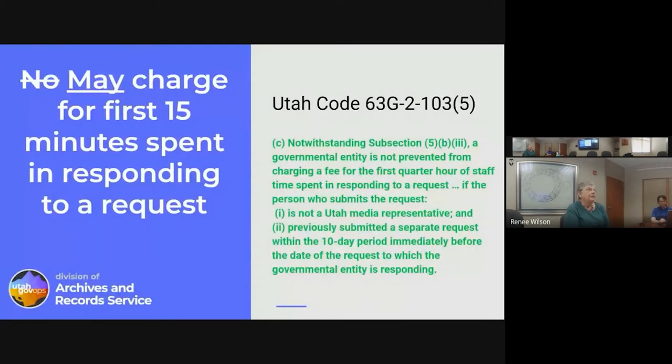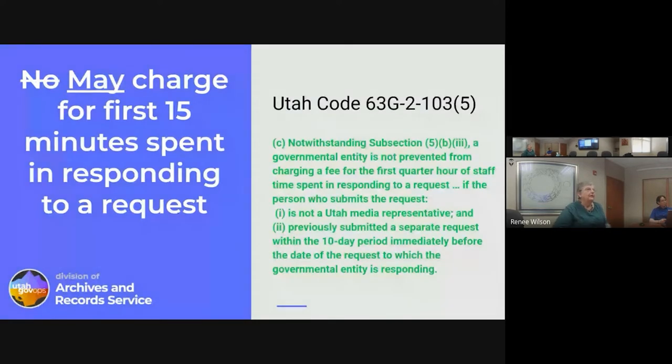So notwithstanding subsection 5B3, and that's the subsection that says that you cannot charge for the first 15 minutes, a governmental entity is not prevented from charging a fee for the first quarter hour of staff time spent in responding to a request if the person who submits the request is not a media representative and previously submitted a separate request within the 10-day period immediately before the date of the request to which the governmental entity is responding.